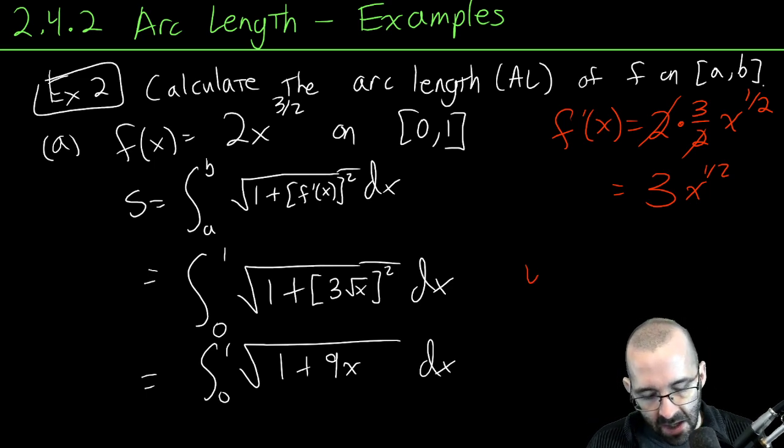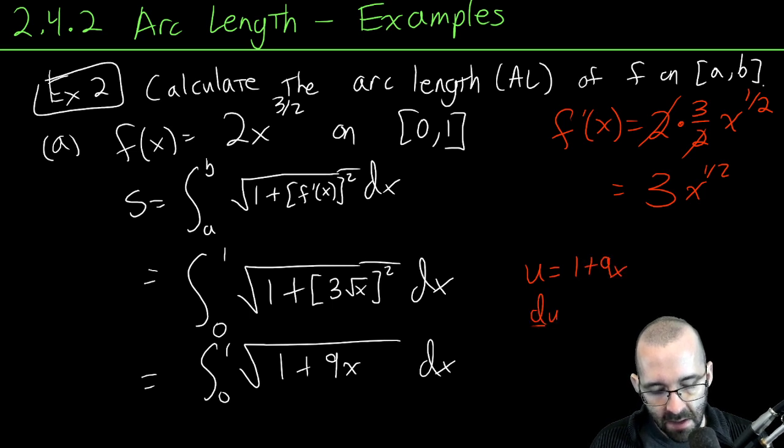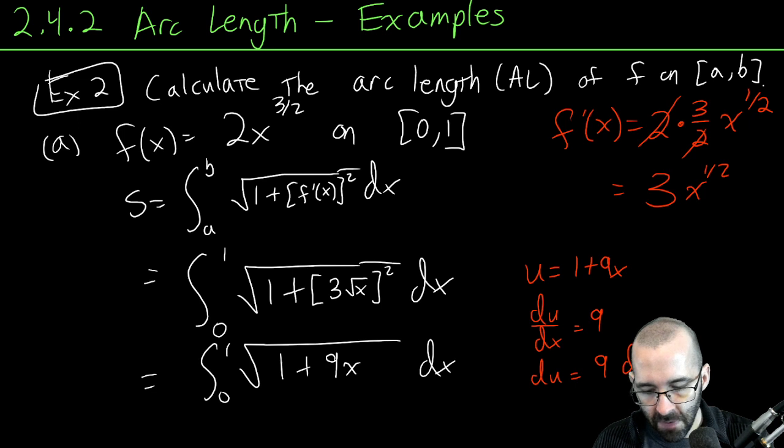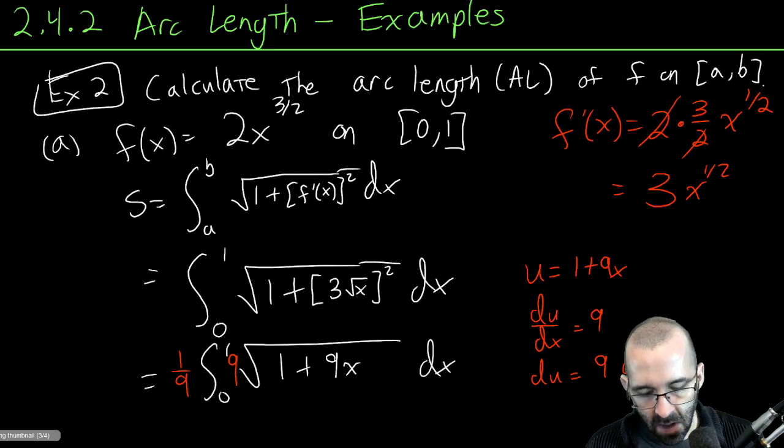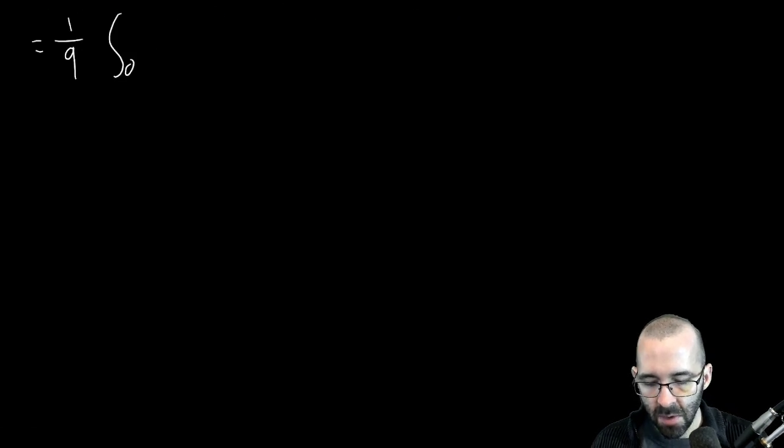We're going to go off to the side and say let u be the inside, 1 plus 9x. du dx will be 9, so du is just 9 dx. That means we need a 9 out in front. We'll compensate with a 1/9. And that'll give us a 1/9 times the integral from, oh, it's not from 0 to 1 anymore, right? We're doing a u substitution.